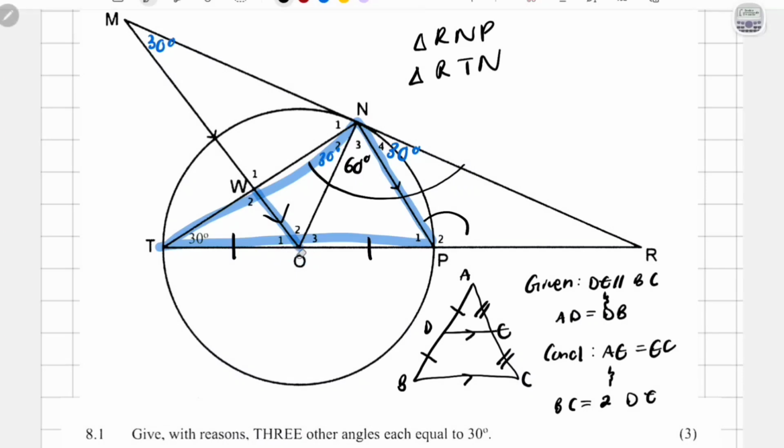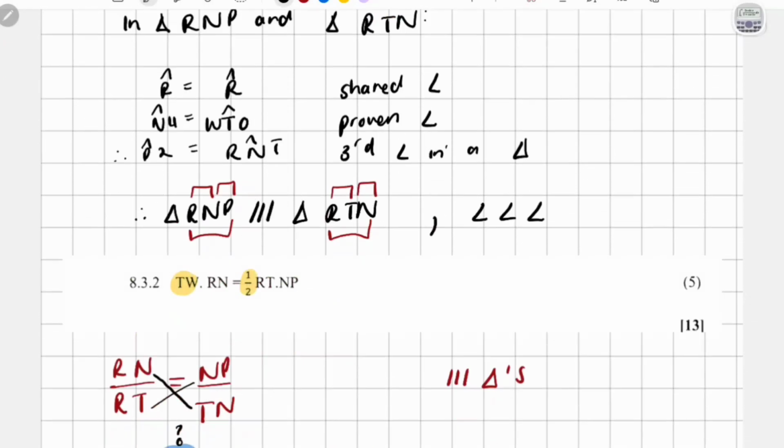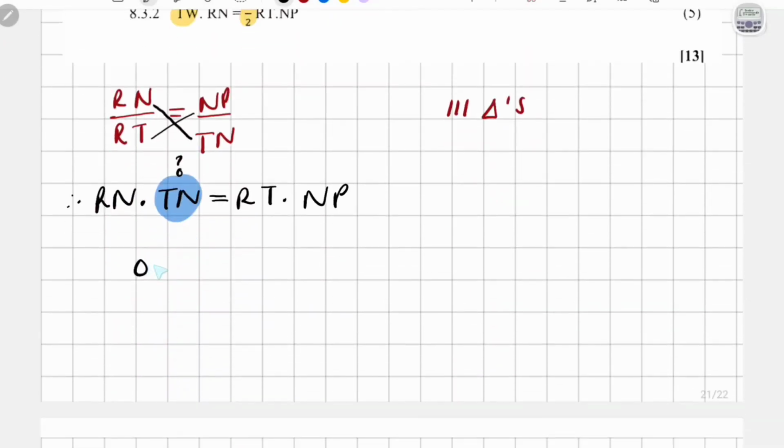So let's write that down first. Tell them that OT is equal to OP. Let's go ahead and tell them that first, because they're equal radii. OT equals OP because they are radii.